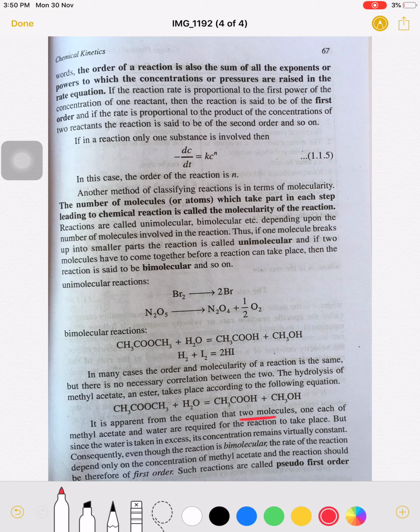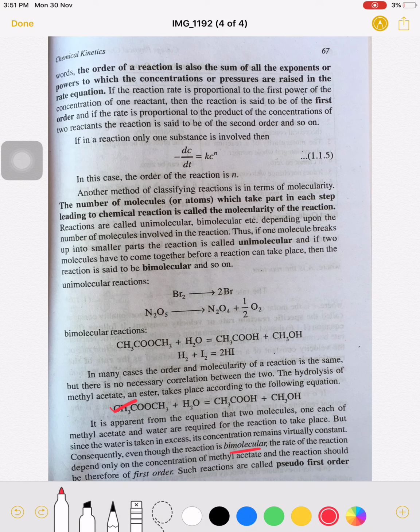But since the water is taken in excess, its concentration remains virtually constant. Means water is in such a large amount that the small change in its concentration is not taken into account while studying this reaction. Consequently, even though the reaction is bimolecular, because two molecules are involved, the rate of reaction depends only on the concentration of methyl acetate, and the reaction should therefore be first order. Such reactions are called pseudo first order.